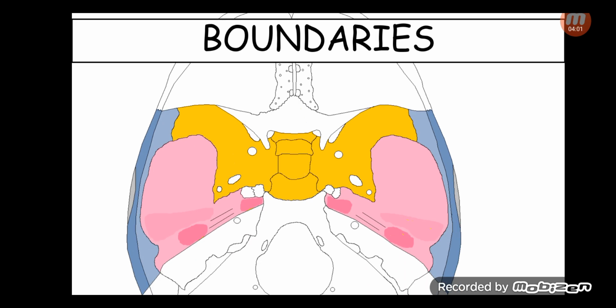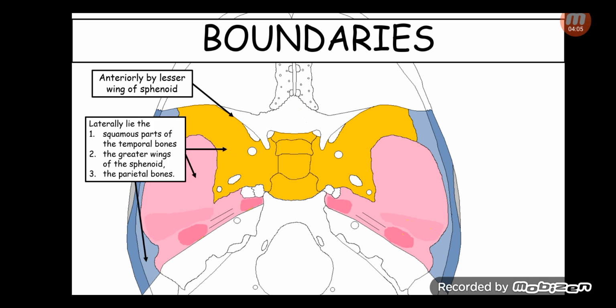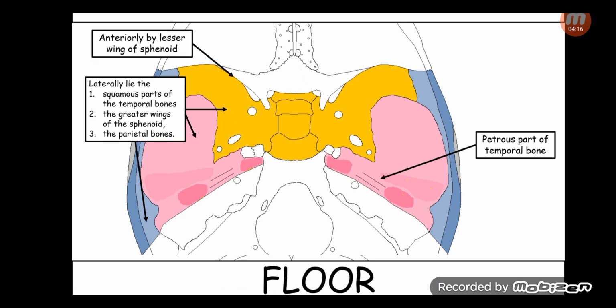Now we'll talk about the boundaries of middle cranial fossa. Anteriorly, it is bounded by lesser wing of sphenoid. Laterally, it is bounded by squamous part of temporal bone, the greater wing of sphenoid, and the parietal bone. And posteriorly, it is bounded by petrous part of temporal bone.